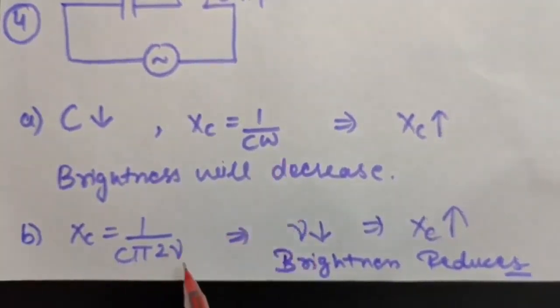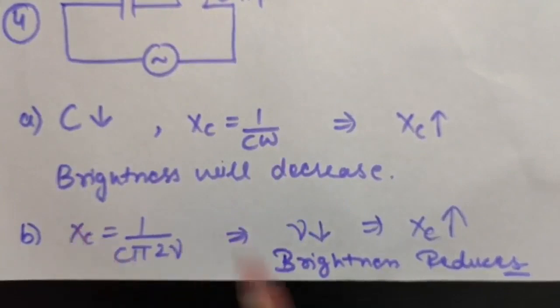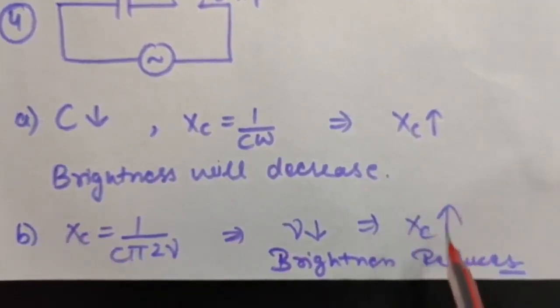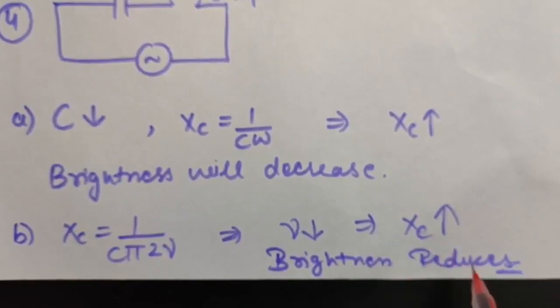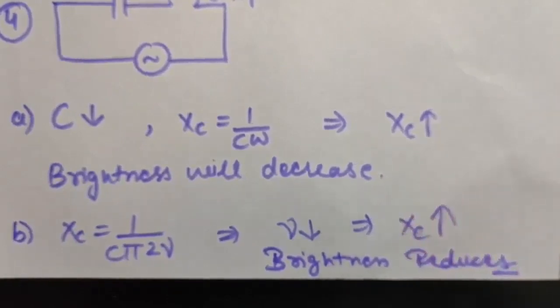Now, if nu is decreased, again XC will increase. Again, due to increase in XC, current will decrease. Therefore, brightness will again reduce. So, in both the cases, brightness will reduce.